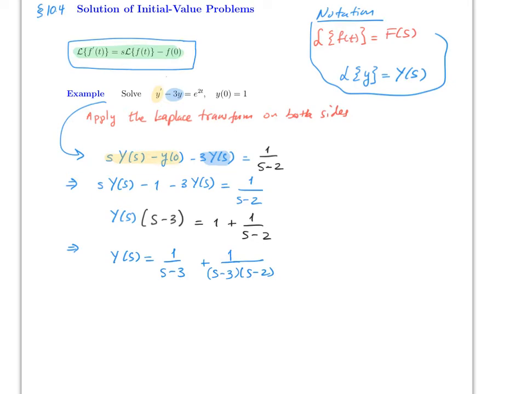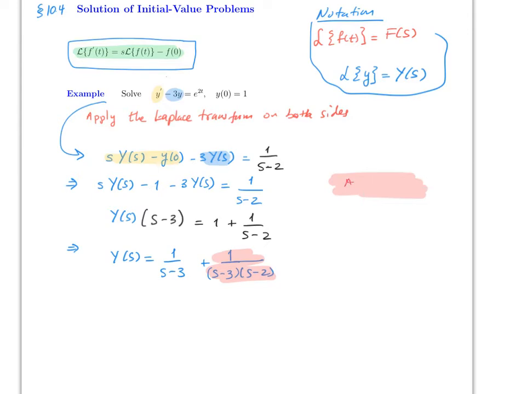Okay? And therefore to solve this equation, all you have to do is apply the inverse Laplace transform, which for the first term is easy. The second one you have to break into two parts using partial fractions, which I told you are very, very important. So for this part, you need to break it using partial fractions, and this is what I mean.